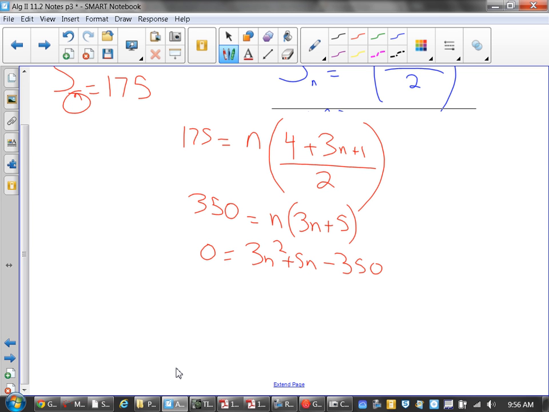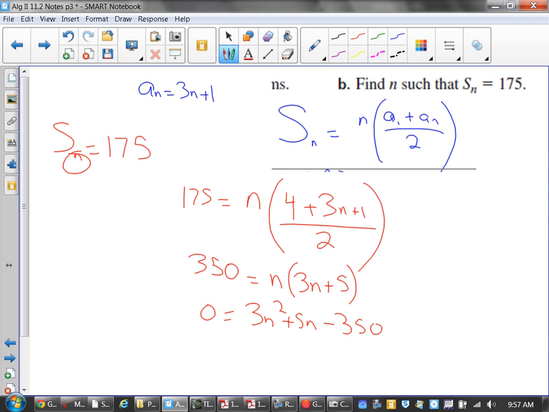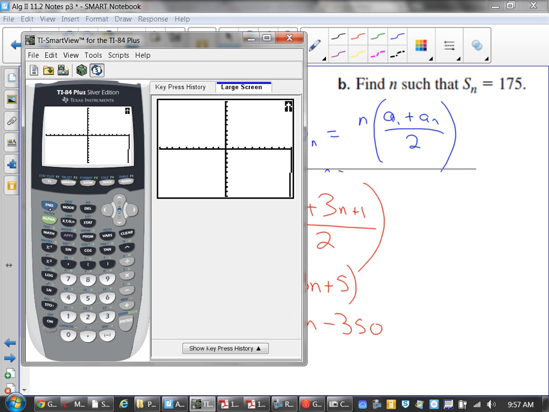Now, if I'm adding up a bunch of values, would I be looking for a positive zero or a negative zero? Think about what the question's asking us. How many of these do we have to add together to get up to 175? If my answer is -3 and 6, am I adding -3 things to add up to 175, or 6 things? So I'm looking for my positive zero. In your calculator, you'll see this in 1 second. Hit second table.